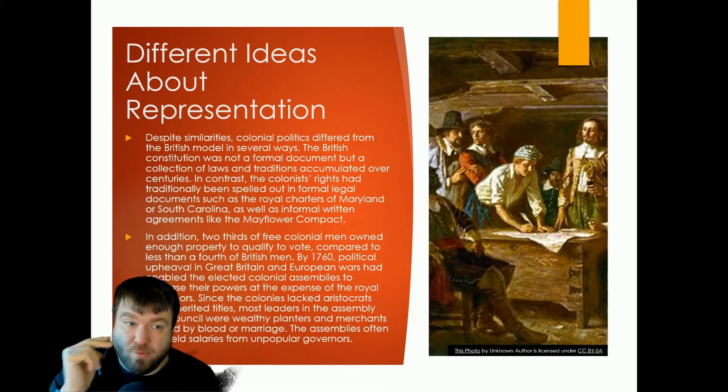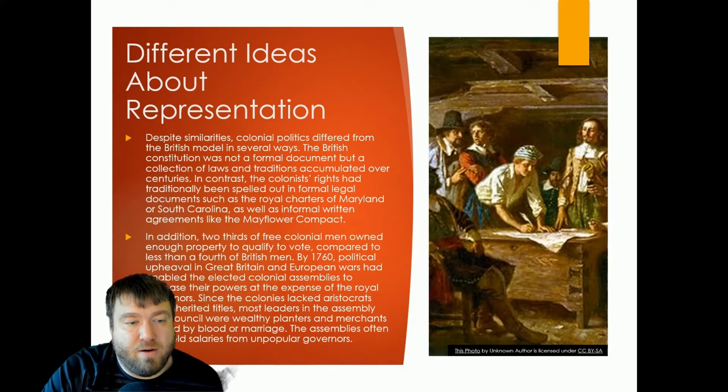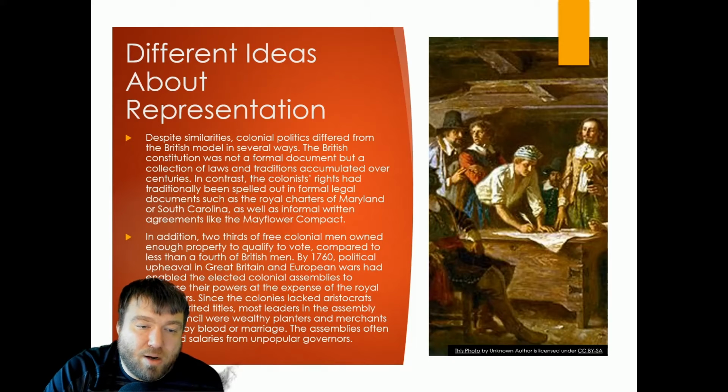Different ideas about representation. Despite similarities, colonial politics differed from the British model in several ways. The British Constitution was not a formal document but a collection of laws and traditions accumulated over centuries. In contrast, the colonists' rights had traditionally been spelled out in formal legal documents such as the Royal Charters of Maryland or South Carolina, as well as informal written agreements like the Mayflower Compact. In addition, 2/3 of free colonial men owned enough property to qualify to vote, compared to less than 1/4 of British men.